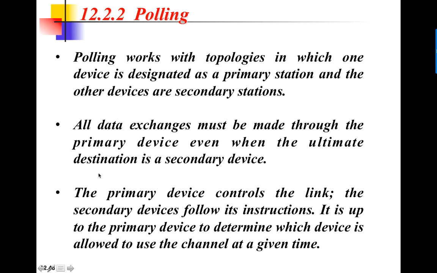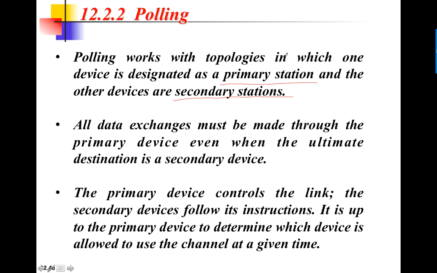So polling works with topologies where you could have one device designated as a primary station and other devices are secondary stations. A good example of this is Bluetooth, right? We saw how we have a primary station and we have secondary stations. All data exchanges must be made through the primary device. Okay, so the secondary devices cannot communicate with one another directly.